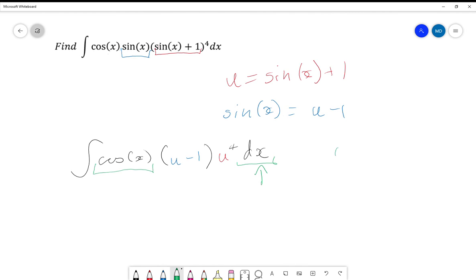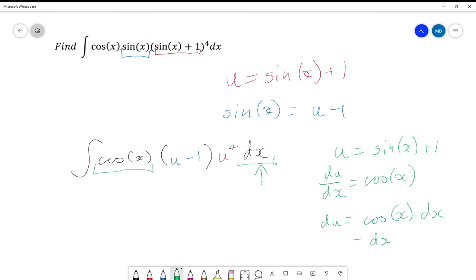So we have that u equals sine x plus 1. So du by dx is going to be equal to cosine x. And just cosine x, not cosine x plus 1 or anything like that. And then, well, we want dx. So we're going to do a little bit of rearrangement. We get du is equal to cosine x dx. And therefore, dx is going to be equal to 1 over cosine of x multiplied by du.